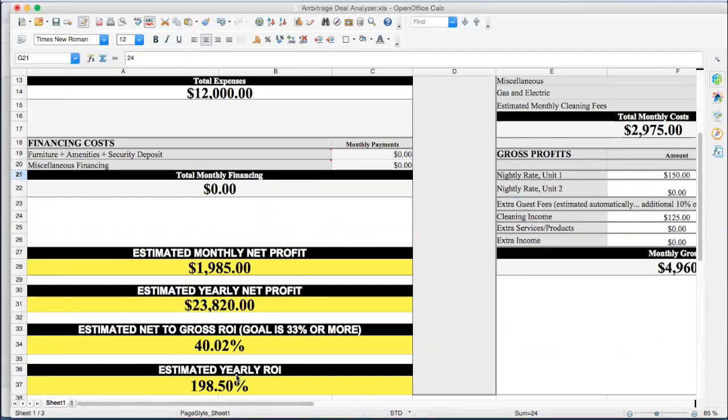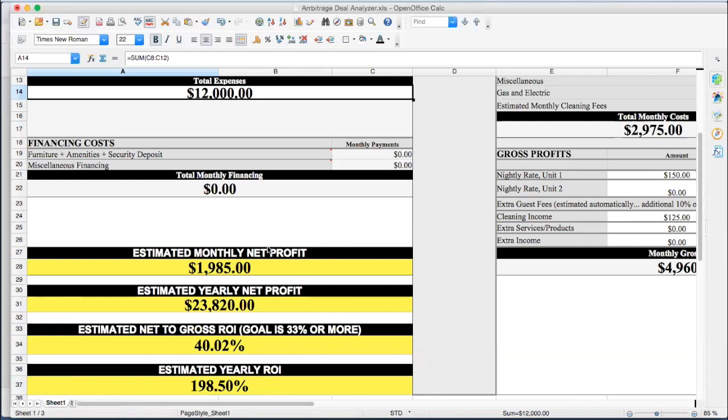And then our estimated yearly ROI, I love seeing this over 150%, which is exactly what this is. And so if I'm over 150%, that means I'm making my money back right here. If we're 200% of what we initially invested, which is what that calculation is doing, that means that we are making our money back probably around month 6, which is really, really cool.